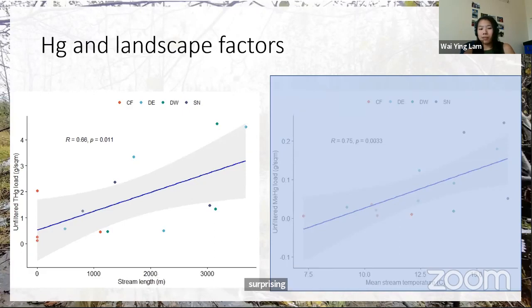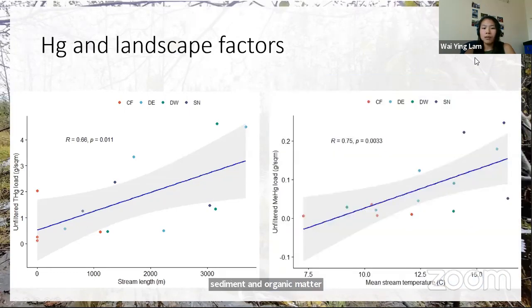Total and methylmercury loads also both increase with stream length, although only total mercury is shown here. That's likely due to increased inputs of sediment and organic matter via surface runoff. Methylmercury loads were also positively correlated with stream temperatures. Again, this is in line with previous studies. Higher soil and water temperatures are known to enhance methylation by increasing the activity of sulfate-reducing bacteria.